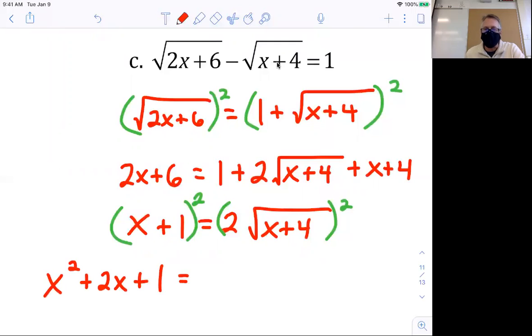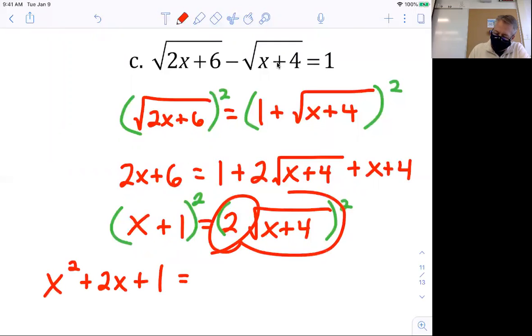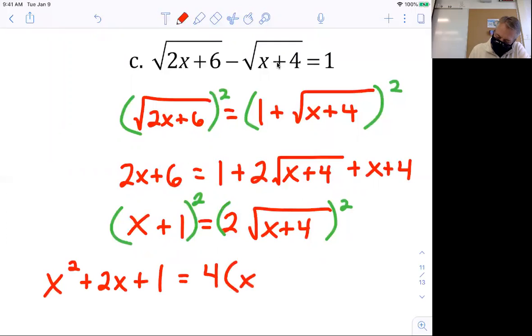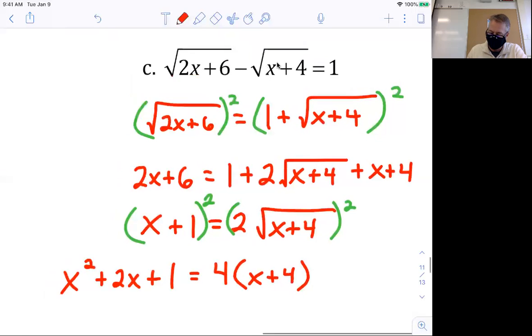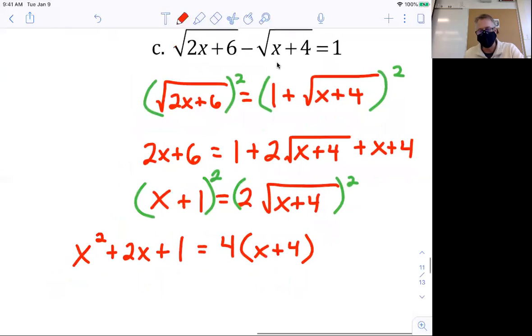And on the right side, I have to square this and square this. So on the right side, 2 squared is 4, and then the square root cancels. So I get 4 times x plus 4. So we're still getting there, but at least I got rid of all the radicals, and now it's a quadratic.